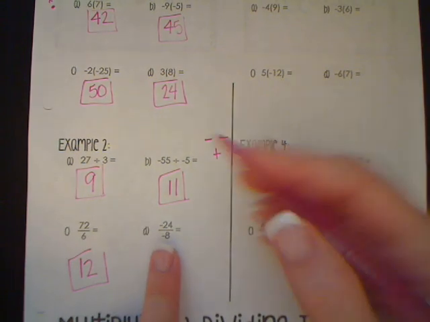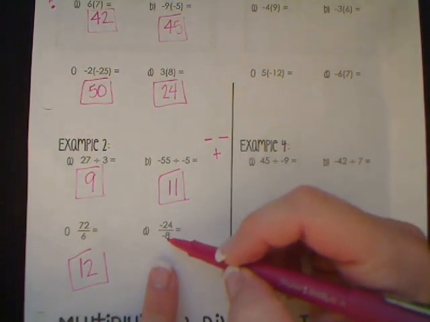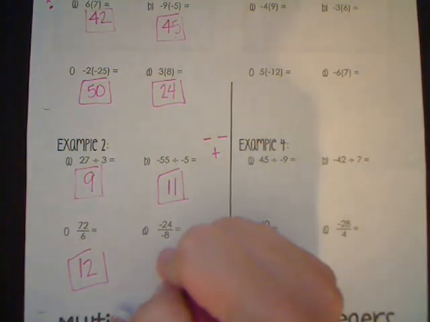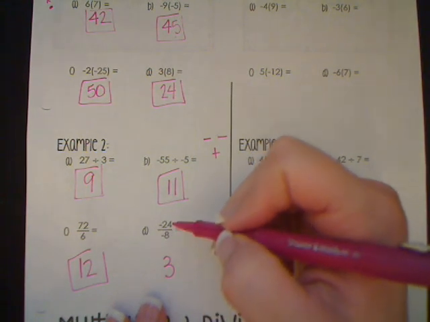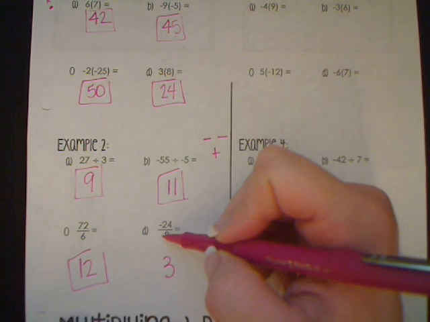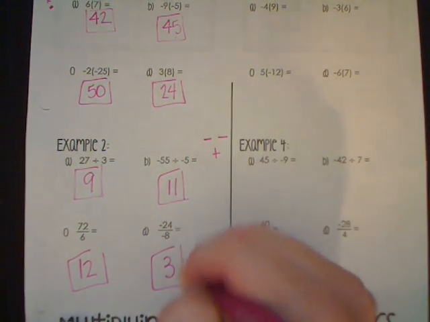Let's look at D. Negative 24 divided by negative 8. Okay, well, 24 divided by 8 is 3. You can check that. 8 times 3 is 24. Yes, that's right. Okay, and then a negative divided by a negative, they both have the same sign. They're both negative, so my answer will be positive.